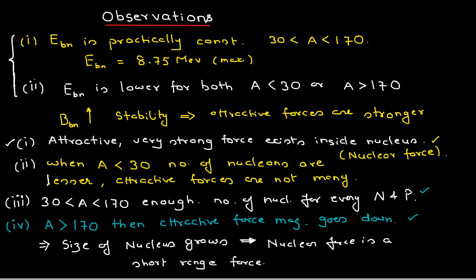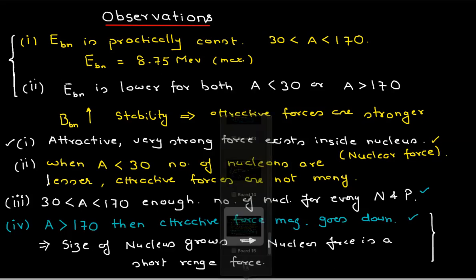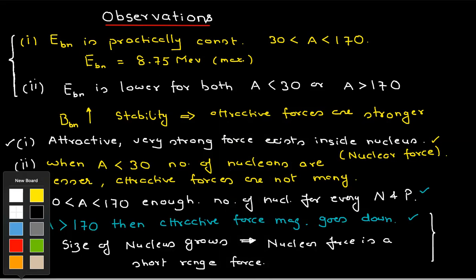So beyond a distance, nuclear force magnitude will go down suddenly. Okay. So this is what should be happening here, which everybody has accepted. And that is the nature of the nuclear force also. It tells us that if the size goes beyond a particular level, then the nuclear force magnitude should go down. Okay. Anyone has any doubt till now?